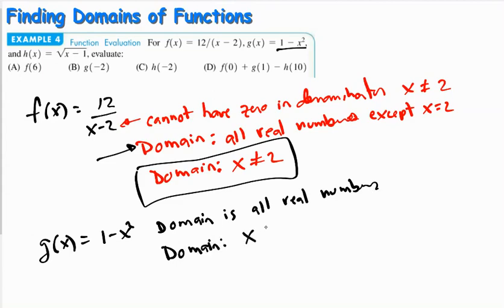Or we could say the domain is x belongs to the set of real numbers. This is the preferred way to write the answer. And the first one is the description that gives us meaning to that symbolic notation.